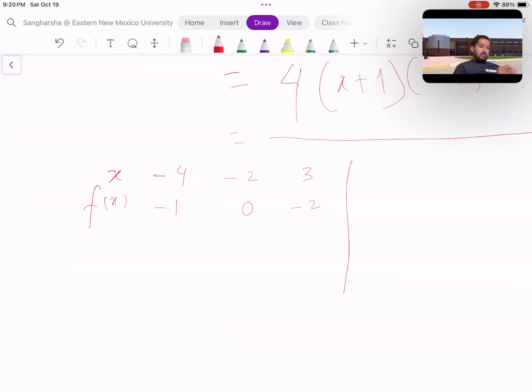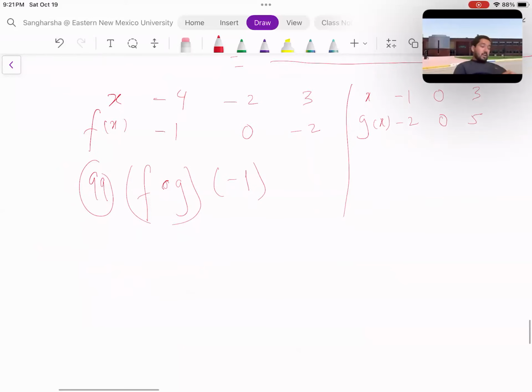This is one table. And next table we have x and g of x. So when x is -1, g of x is -2. When x is 0, g of x is 0. When x is 3, g of x is 5. And in 99, we are asked to find f composite g of -1.